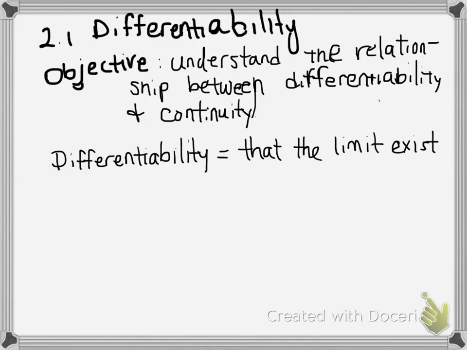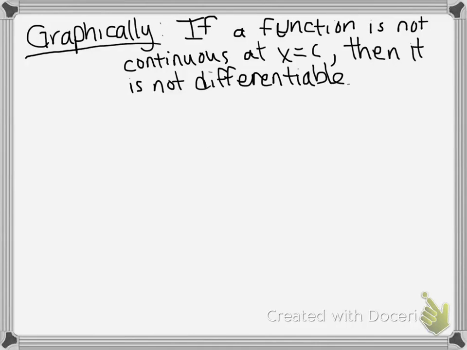2.1 Differentiability. The objective is to understand the relationship between differentiability and continuity. And our definition of differentiability is that the limit exists. So when we look at functions graphically, we need to see that if a function is not continuous at a certain point at x equals c, then it is not differentiable.